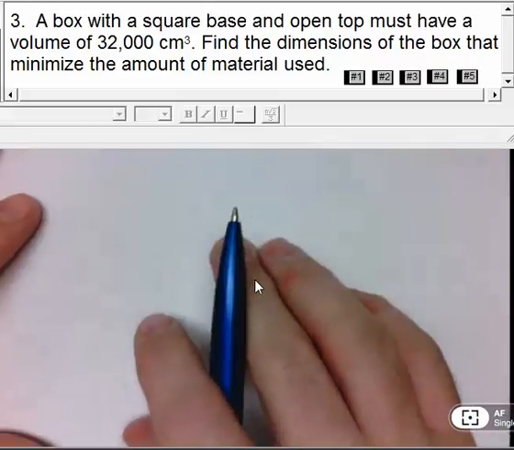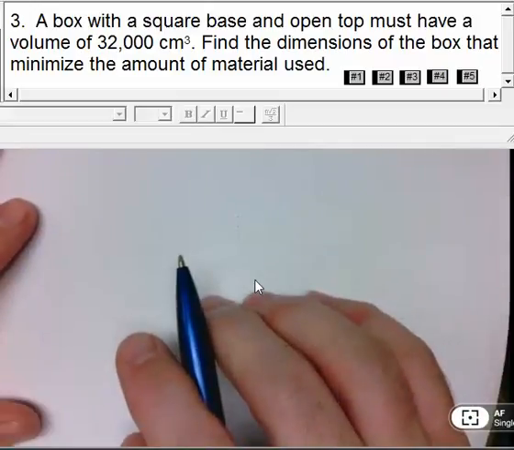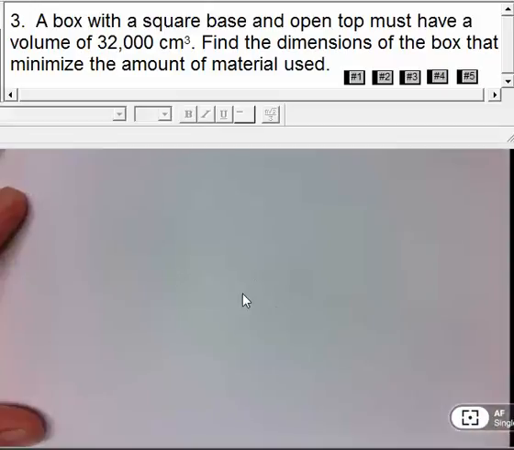I keep trying to ramp these up a little bit so you can see the different kinds of complexity that you're going to have to deal with. Here's another box, but this time it's given to you. You're not building it. It's a square base, open top, and it must have a volume of 32,000 cubic centimeters, so they're giving you the volume. They want the dimensions of the box that minimize the amount of material used.